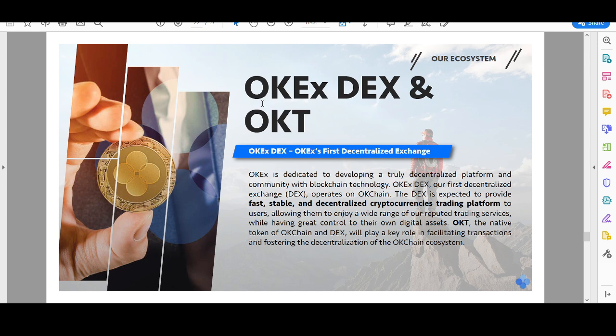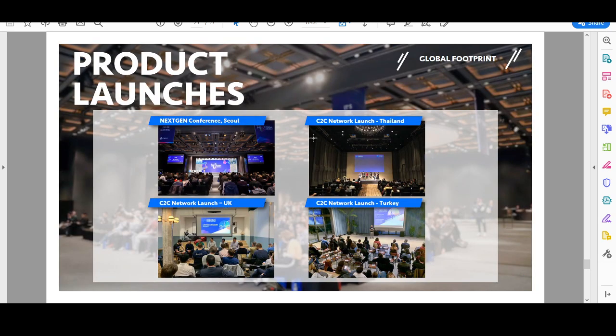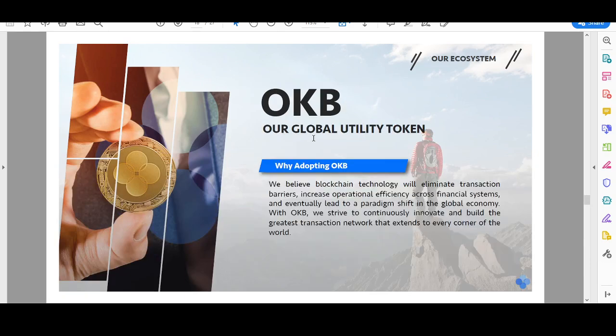DEX, I think this is the future. They're dedicated to developing a truly decentralized platform and community with blockchain technology. OKex DEX, their first decentralized exchange, operates on OKex chain. So this is another thing. I think decentralized exchange will be big in the future. Now with DeFi, we've had interoperability. I think OKex exchange will be big, and this talks about their teams and the global reach. I'll leave that for you to do your research.